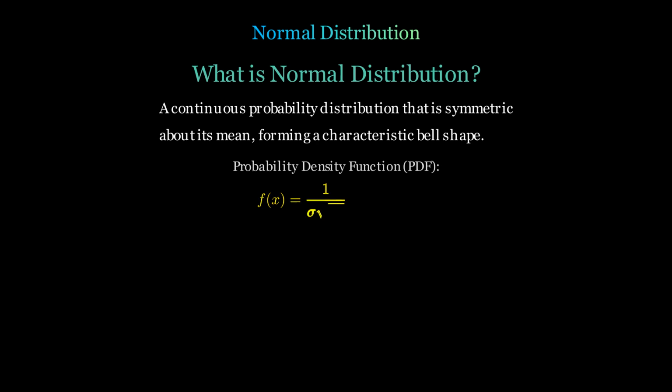E is Euler's number, approximately 2.718, and pi is the familiar 3.14159. Together they produce a smooth, symmetric, infinitely extending curve that sums to exactly 1.